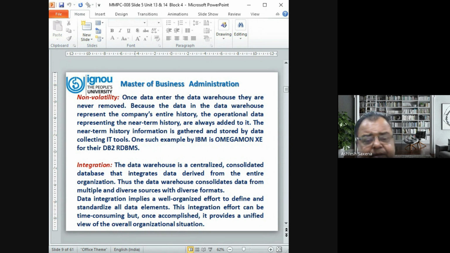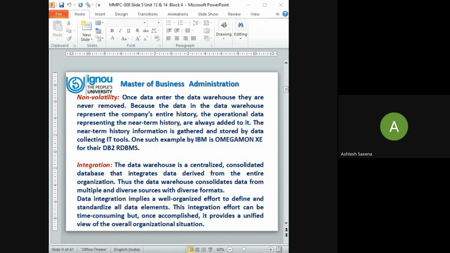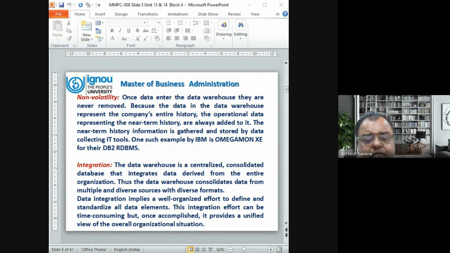Then comes integration. The data warehouse is a centralized, consolidated database that integrates data derived from the entire organization. Thus, the data warehouse consolidates data from multiple and diverse sources with diverse formats. Data integration implies a well organized effort to define and standardize all data elements. This integration effort can be time consuming, but once accomplished, it provides a unified view of the overall organization situation.